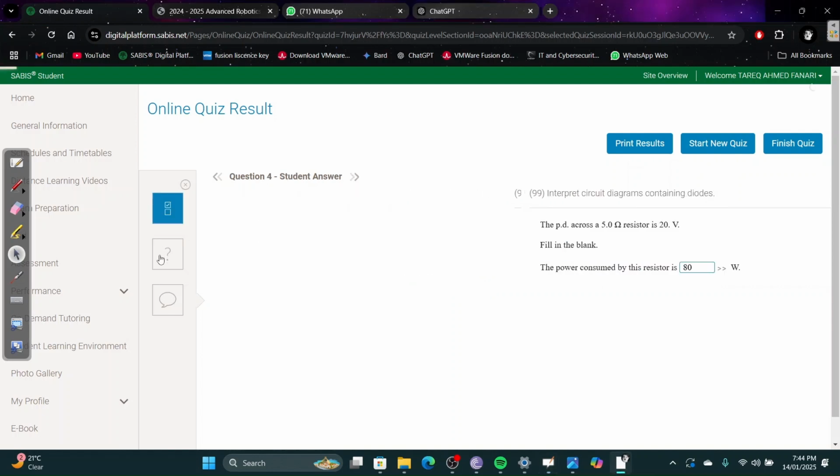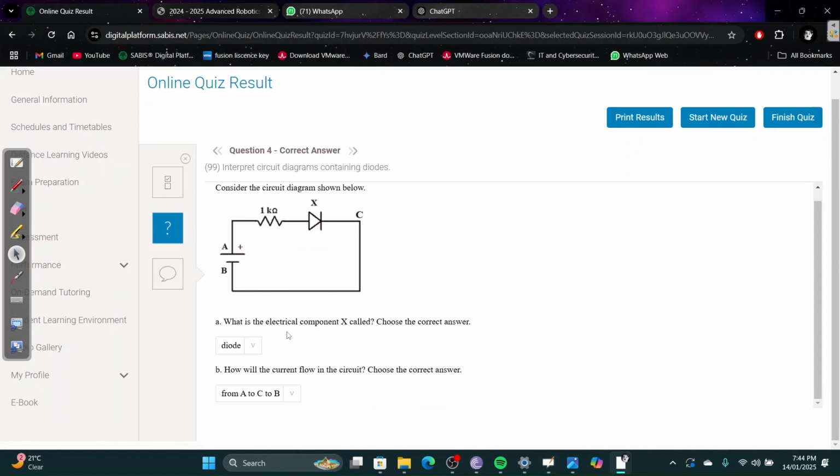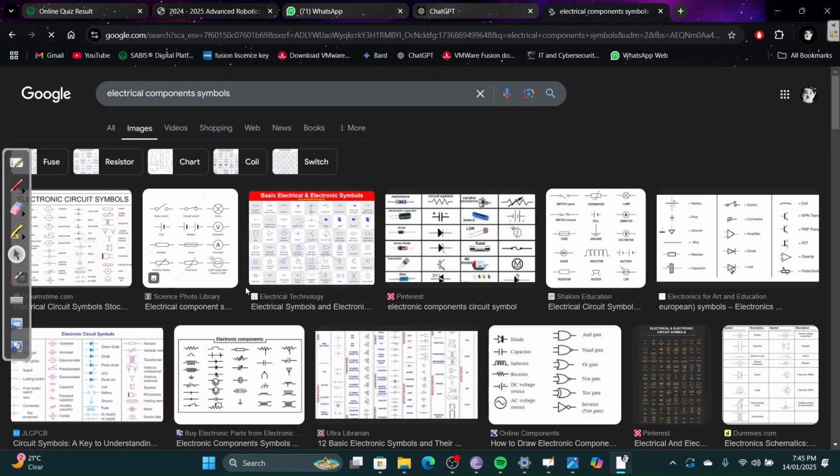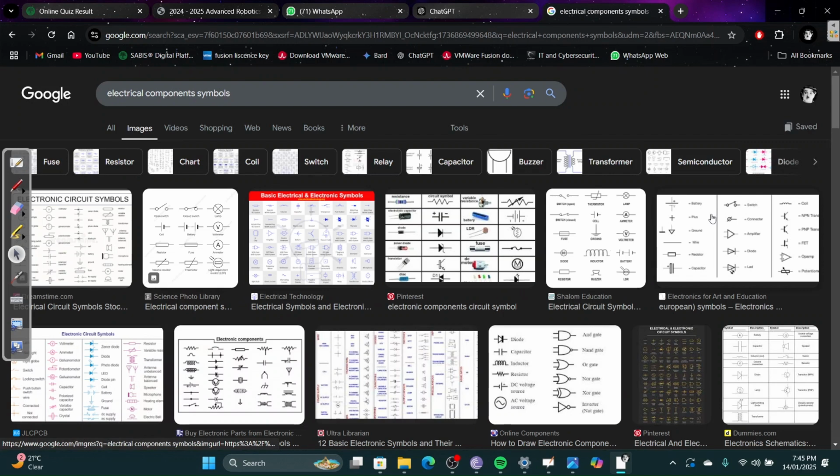Okay, question 4. What's the electrical component X called? Just remember it, it's called a diode. You're gonna need to memorize the list. So let me see if I can get it. Electrical component symbols. There we go. Okay. You can memorize not all of this. We don't need all of this one.